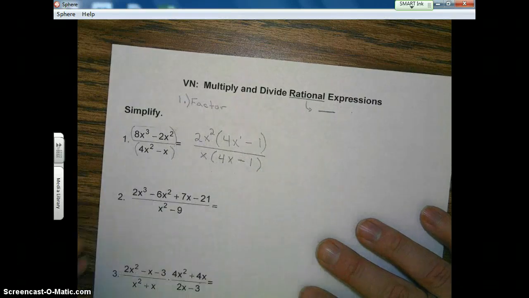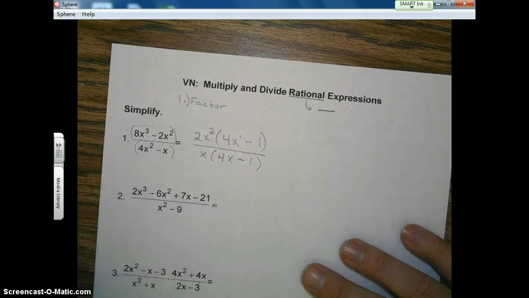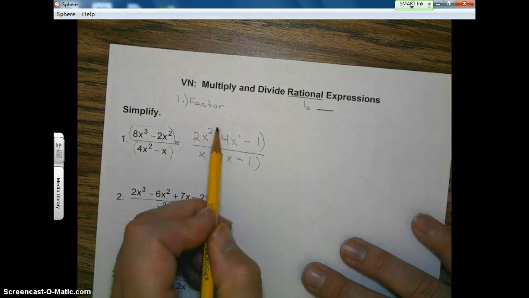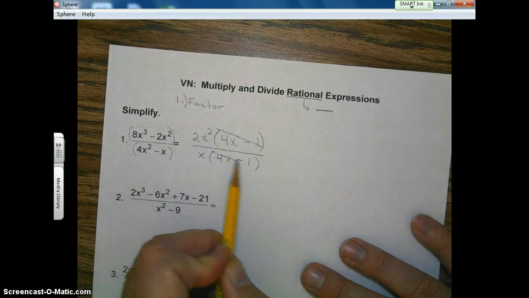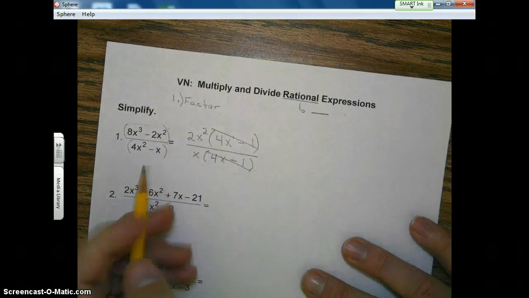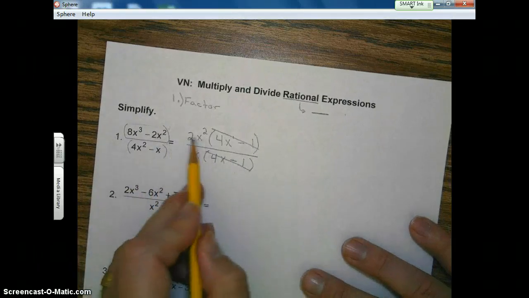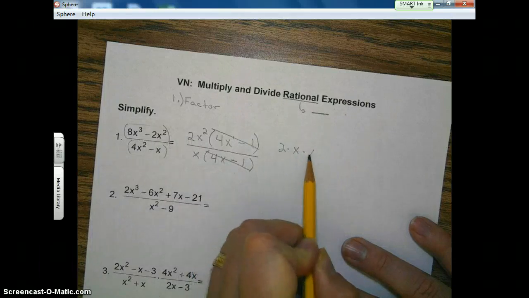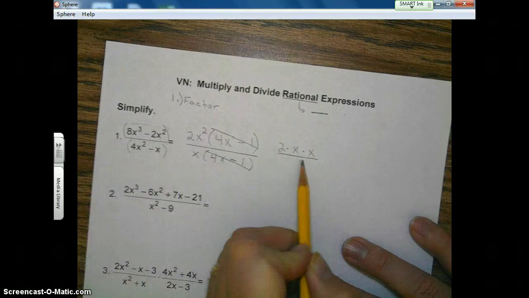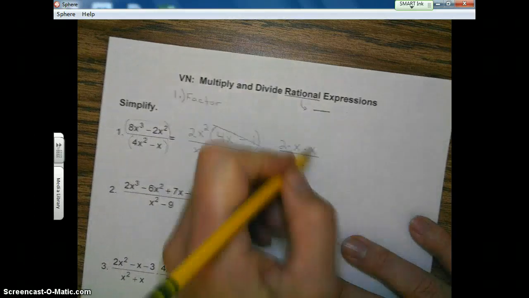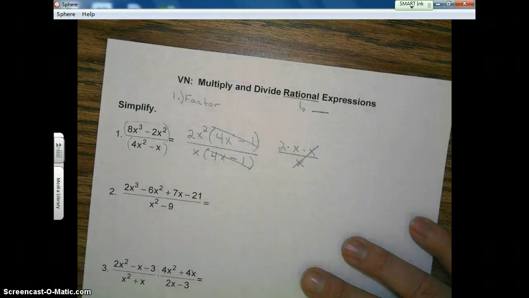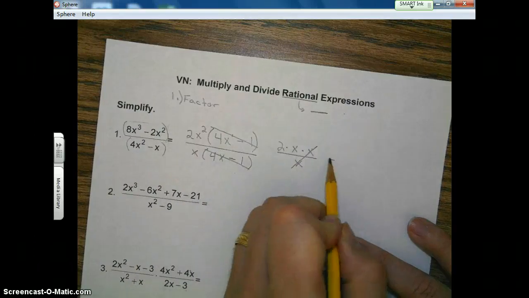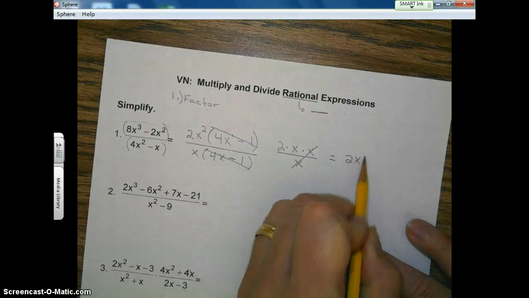Now, do you see anything that can be canceled? Hopefully you see that these two groups are the same. Since the groups are the same, we can cancel the groups. The other thing you should notice here is, if I write this out, we have 2 times x on top, and we have an x on the bottom. So we can cancel out an x on the top and an x on the bottom, and that leaves us with 2x.